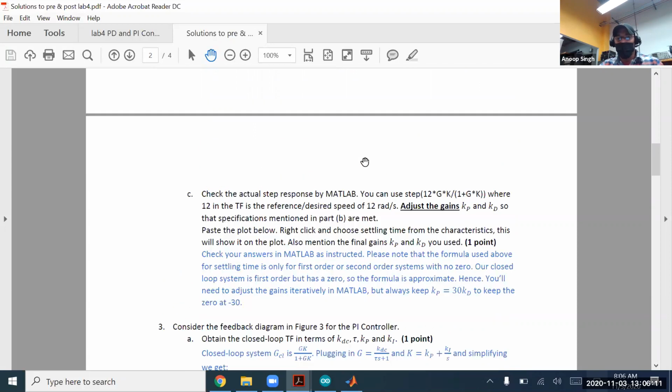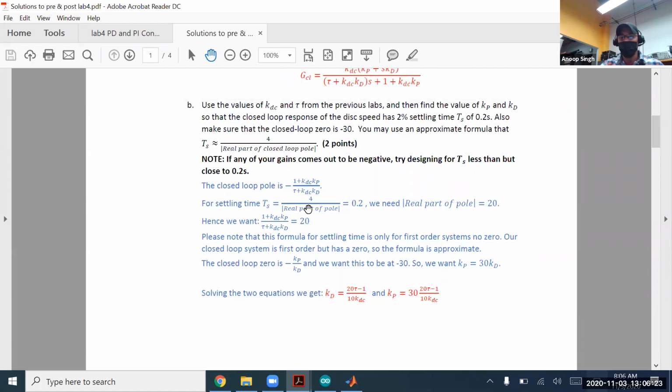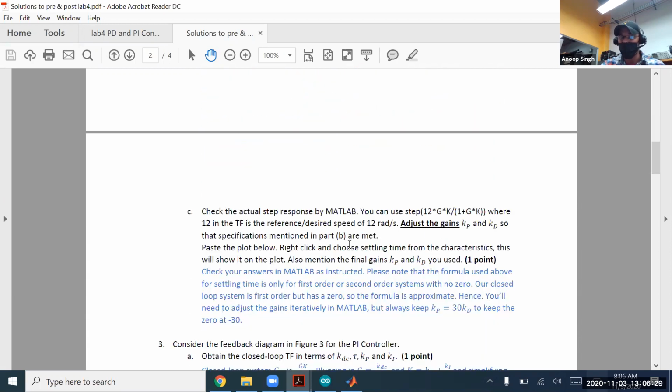Now, as mentioned earlier, the numbers we're going to calculate were obtained from this settling time formula, but this settling time formula is not 100% accurate. So we're going to test out this whole thing in MATLAB. So you will do the step response of the closed loop system. And since the step value is not 1, it's 12, you have to do the 12 multiplied by the closed loop system.